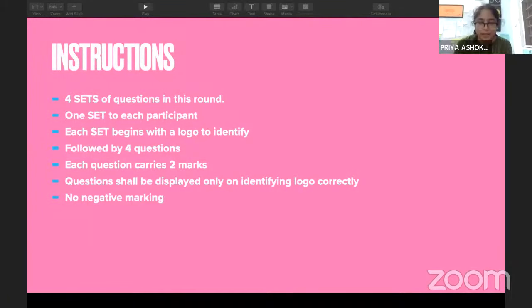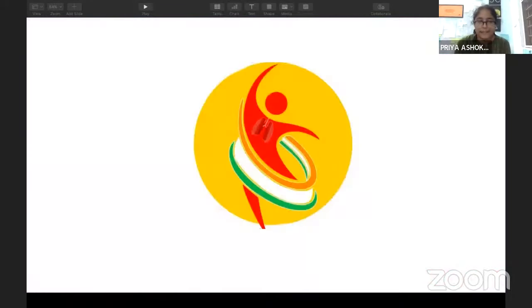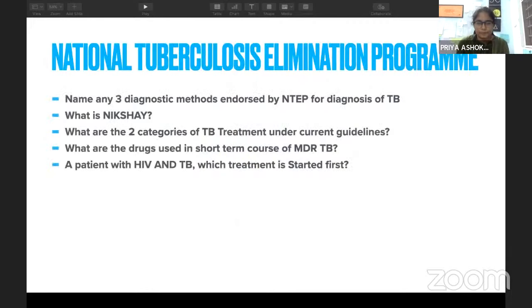Okay. First is yours, Kunj. Identify this. Look at the logo. This is NTEP, National Tuberculosis Elimination Program. Yeah, right. So here are your set of questions.